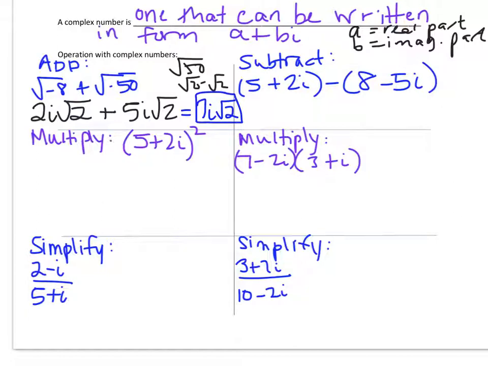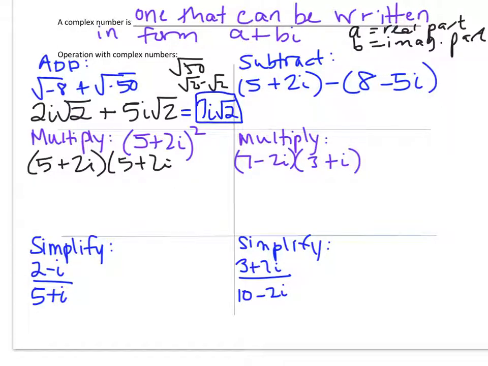So I won't end up using anything with i squared until I get to multiplication. So let's come down to the next one down and look at how to multiply using this. Again, this comes back to stuff that we already know. How do I multiply 5 plus 2i times itself? I can't just square each piece. I have to actually distribute it all out.